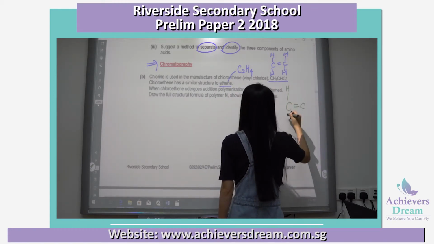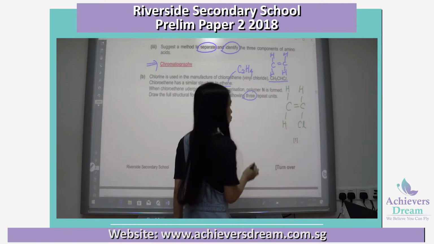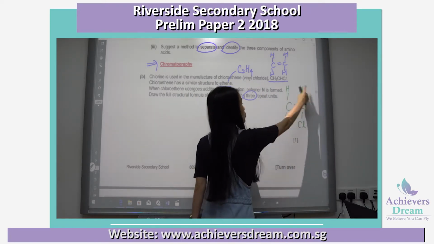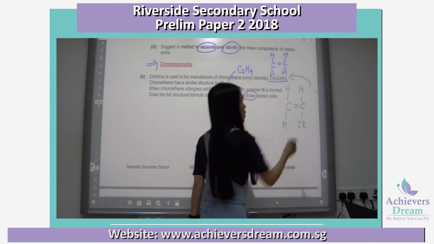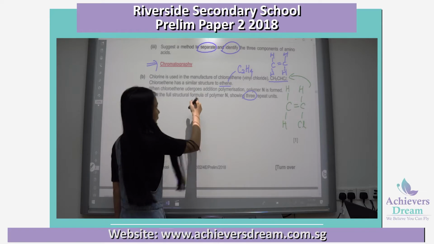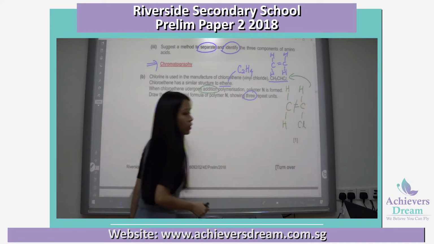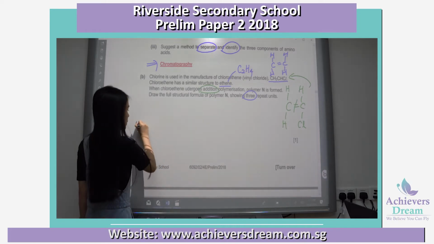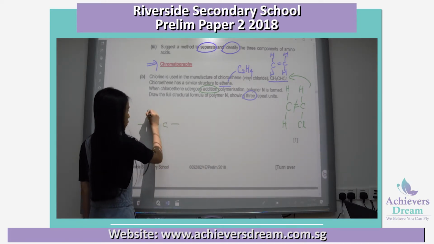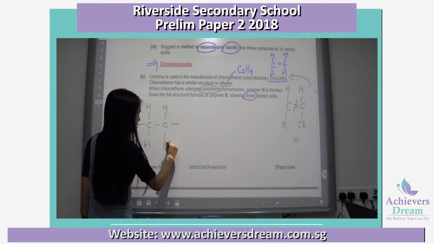And we have 2 hydrogen, 1 H, and a Cl. So check whether this structural formula is the same as your chemical formula. Remember, because this is addition polymerization, it means that the C=C double bond is being broken. So what happens to the double bond? It becomes a single bond, correct? So we'll just copy the rest of the atoms down.